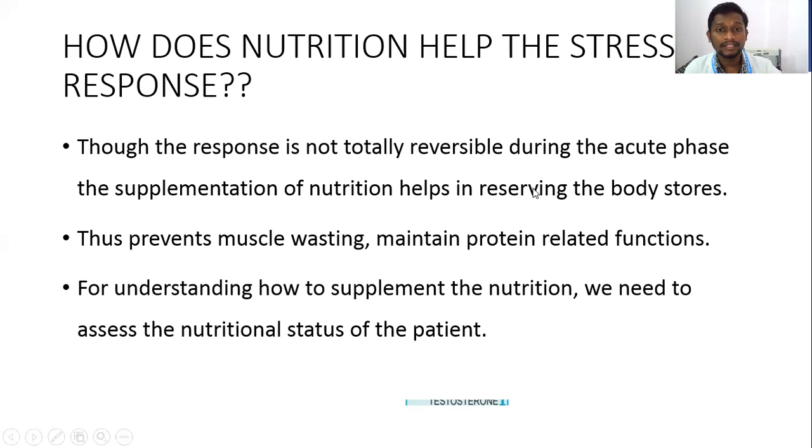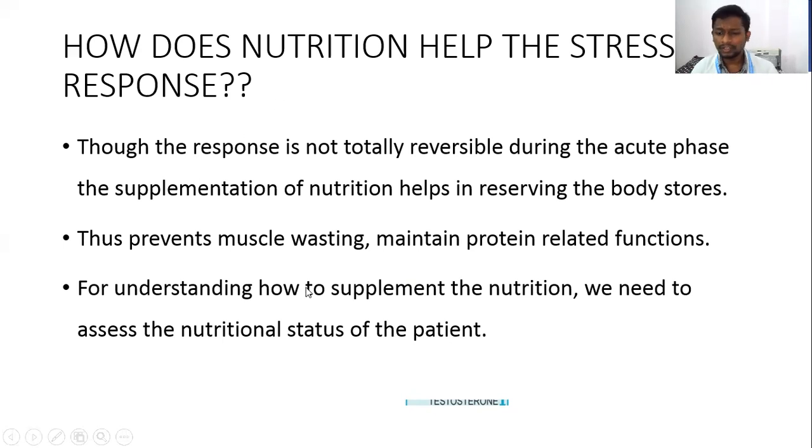The cytokines have already been released because of stress. They're not going to go down till they provide the host some defense. So till that point of time, there will always be breakdown of products for energy production. But if we provide nutrition at this crucial time of the patient's life, we can preserve the body stores for him, thus preventing muscle wasting and maintaining protein-related functions. Now, one of the important proteins in our body is albumin, which carries all these inflammatory substances for fighting an infection or a stressful condition.